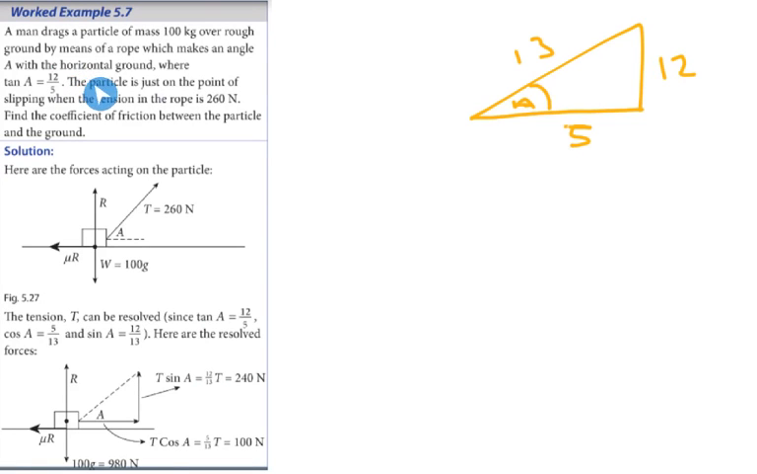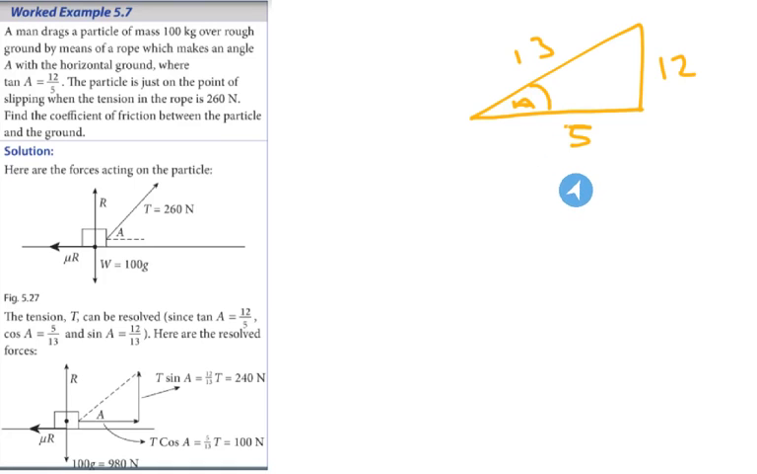Now, quite a similar story to the last question. A man drags a particle of mass 100 kilograms over rough ground by means of a rope, so you know there's friction, by means of a rope which makes an angle of A with the horizontal ground. Now, it's flat horizontal ground, but in this case, it's not going up a slope, but his rope is kind of at a slope. So some of his pull will be going into horizontal force, and some of the pull will be going into vertical force.